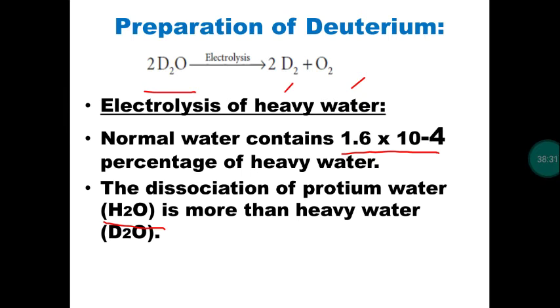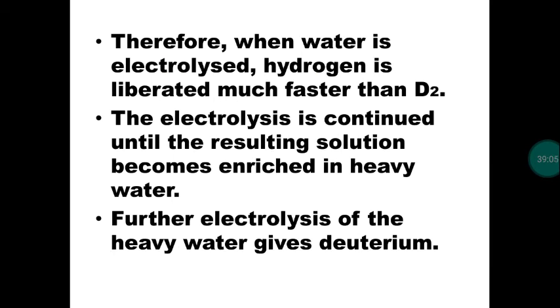Then deuterium can be prepared by electrolysis process. Instead of ordinary water, we do electrolysis of heavy water. So when we take 100% water, normal H2O will be in larger quantity. The abundance of heavy water is very less, around 1.6 × 10^-4 percentage. So when we do electrolysis, first ordinary water will be dissociated to produce hydrogen and oxygen. We continue electrolysis until getting heavy water. Again, heavy water will also be separated into deuterium as well as oxygen.